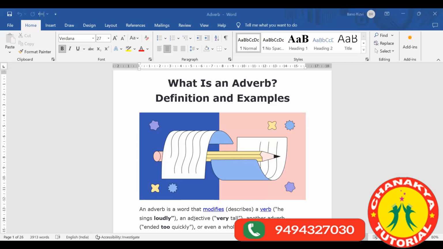Now thirdly, let's talk about articles. I taught you articles. Now, articles are very important. Now, let's talk about adverbs.